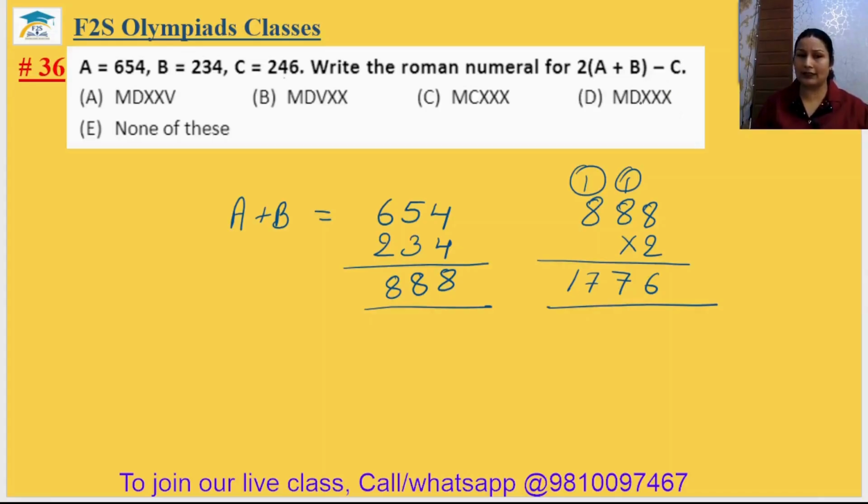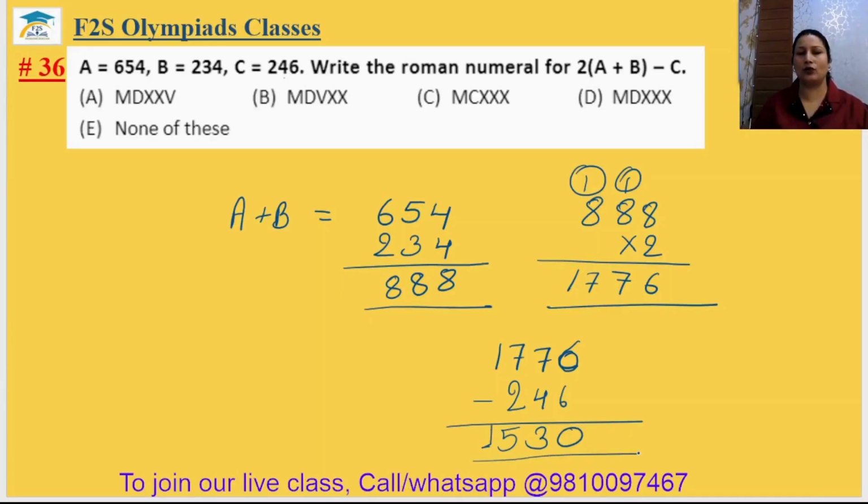1776 minus C. So minus C means 1776 minus 246. Subtract it. 6 minus 6 is 0. 7 minus 4, 3. 7 minus 2, 5, and 1. 1530. We have to write it as the Roman numeral.